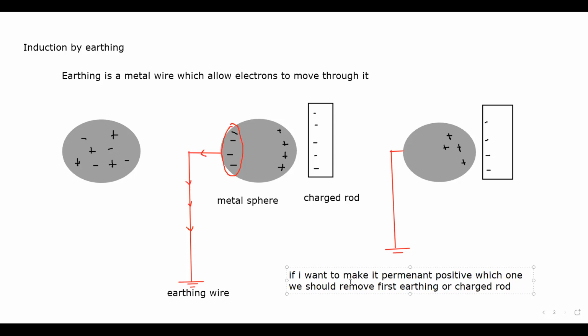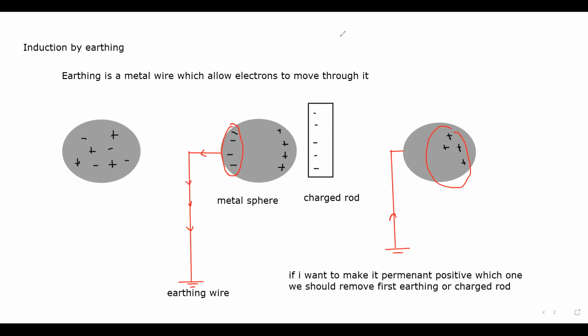If you want to make it permanently charged, we should remove the earthing wire. That's correct. Why should we remove the earthing wire first? Because, for example, if someone said we should remove the charge rod first, the moment you remove the charge rod from here, there is no charge rod. Now, the majority of the charges are positive, so they will attract the electrons. Electrons will come inside this metal sphere and again it will be neutral.